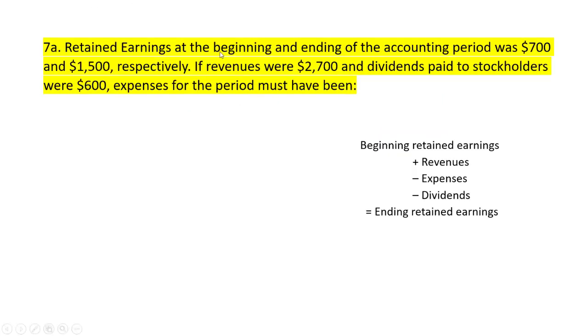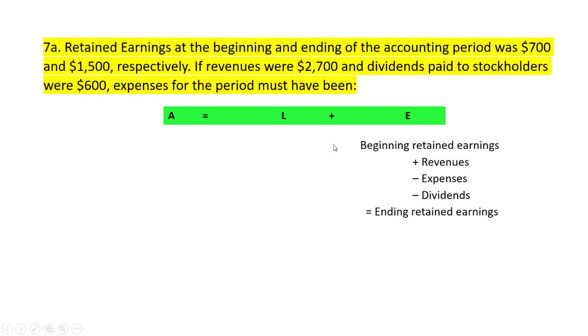Retained earnings at the beginning of and end of the accounting period was $700 at the beginning and $1,500 at the end, respectively. If revenues were $2,700 and dividends paid to stockholders were $600. Expenses for the period must have been how much? We don't know. Okay, this is one of these things where if you know most of the pieces except for one, you can solve for the unknown piece.